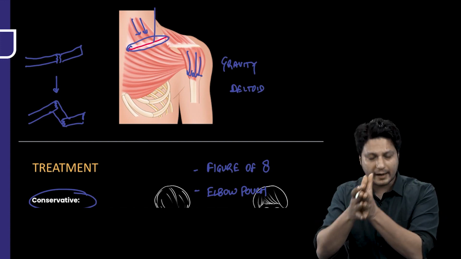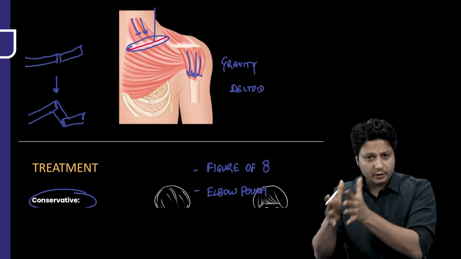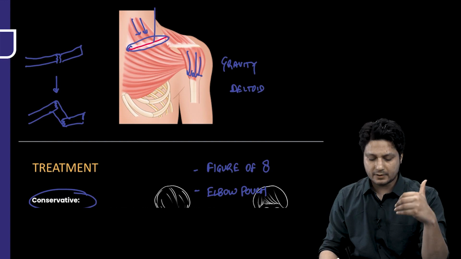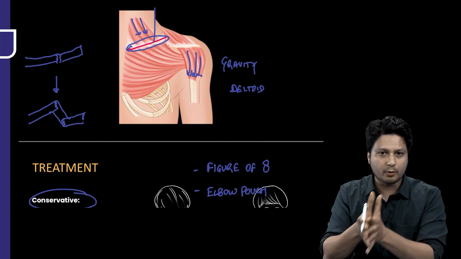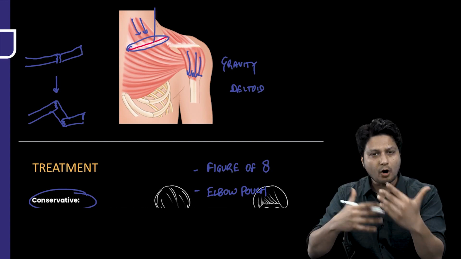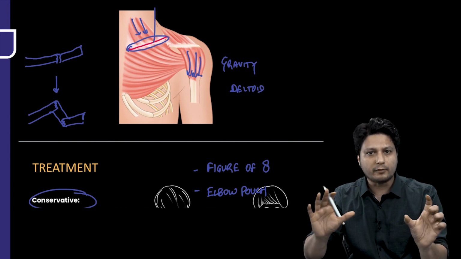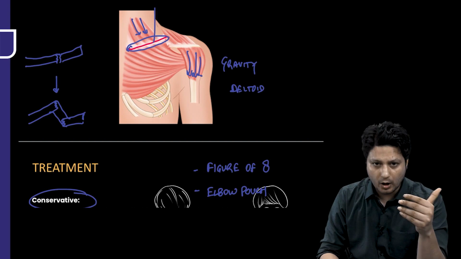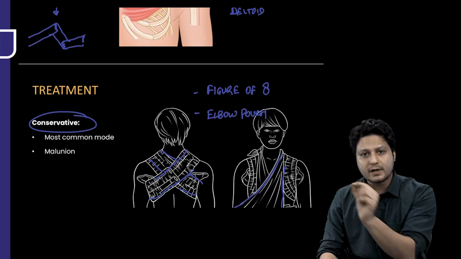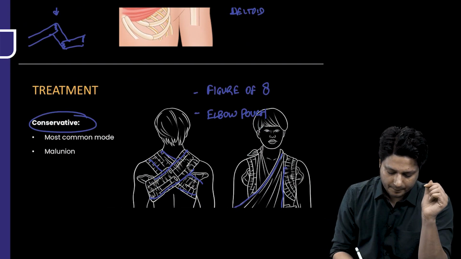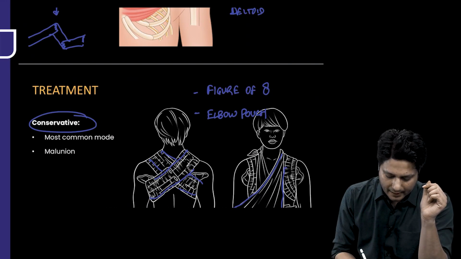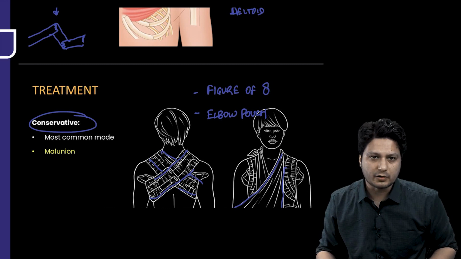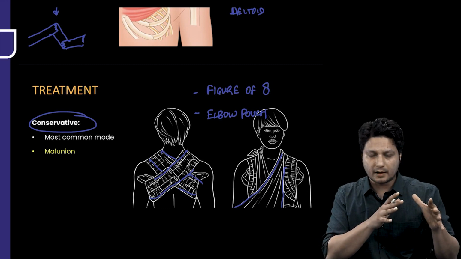Now, these two fragments over a period of time will tend to unite, but this union is not going to be a proper union. That means there is going to be a change in the shape of the bone. There is going to be a change in the alignment, meaning the overall contour of the bone is going to be different. As a result, it will lead to the most common complication associated with fractures of the clavicle, that is malunion. So malunion is considered to be the most common complication associated with the fractures of the clavicle. Now, hope you have understood everything related to this.